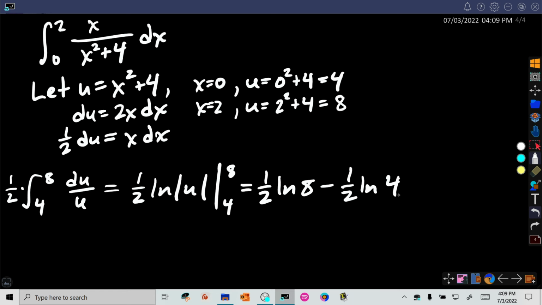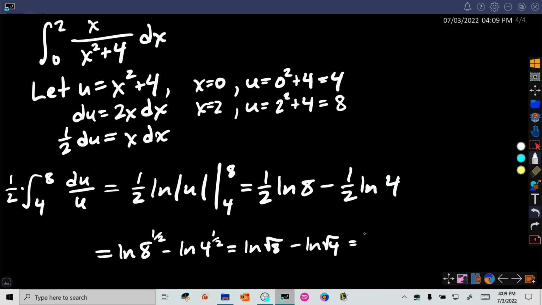And we can actually use some of the properties of logarithms to work this one out. So this is actually going to be the same thing as, the 1/2 can go as an exponent on the 8, natural log of 8 to the 1/2, minus natural log of 4 to the 1/2, which is equal to the natural log of the square root of 8, minus natural log of the square root of 4, which is equal to, in this case, natural log of, square root of 8 is the same as 2 root 2.